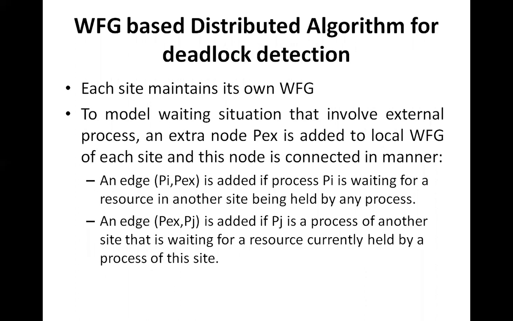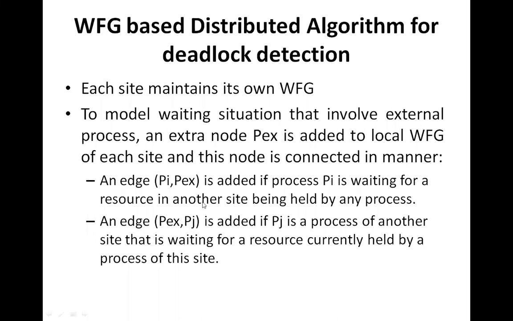This modified WFG contains an extra node, and that node is known as PEX. PEX stands for a process which is not available at that particular site but is available at another site. So an extra node, PEX, is added to the local wait-for graph of each site, and this node is connected to the wait-for graph of the corresponding site in the following manner.